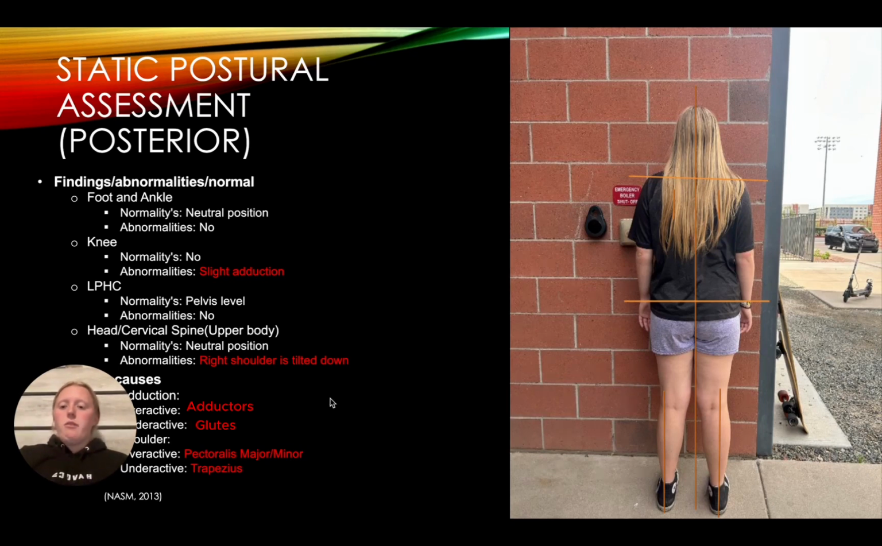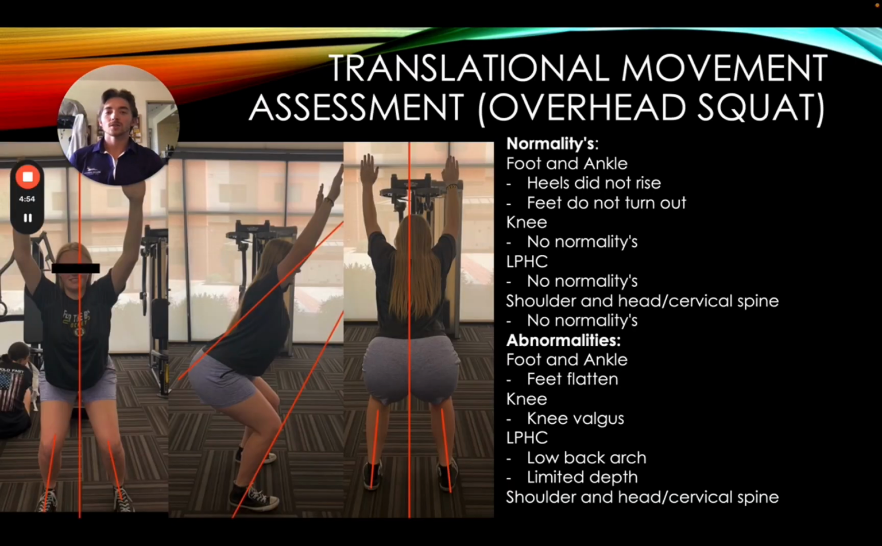And yeah, now I will hand it over to Matt, who's going to talk to you about our translational movement assessment. Translational movement assessment, overhead squat. There were a couple of normalities, mainly in the foot and ankle. The heels did not rise. The feet did not turn out. That's good.